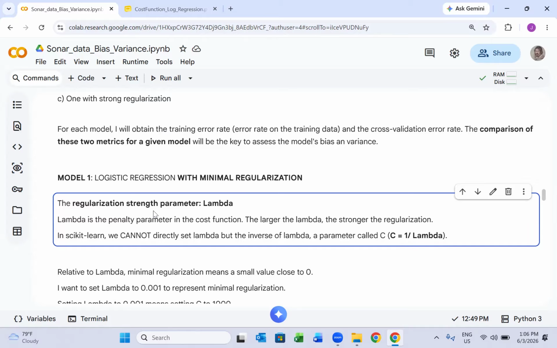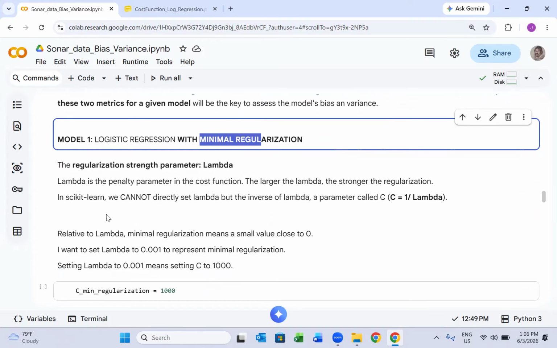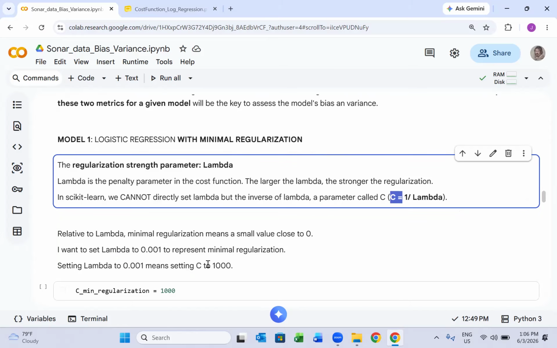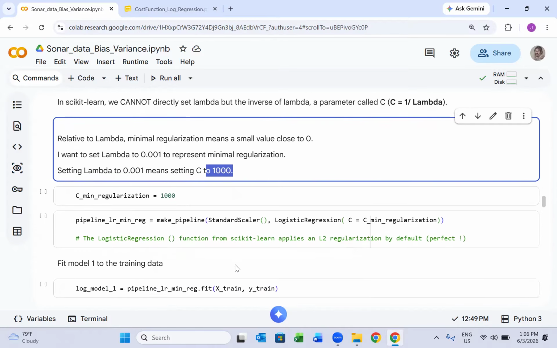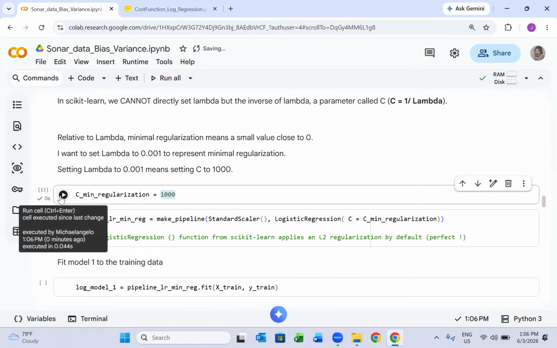So for model number one, we need minimal regularization. Relative to lambda, minimal regularization means a small value, specifically a value close to zero. So I want to set lambda to 0.001 to represent minimal regularization. Based on this formula, C will be 1000. So I'm creating a C value of 1000 to specify minimal regularization. Let's go ahead and create that. And now I'm going to fit a logistic regression model with that C value.